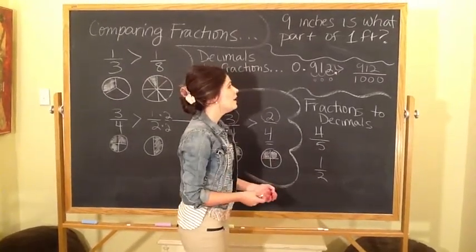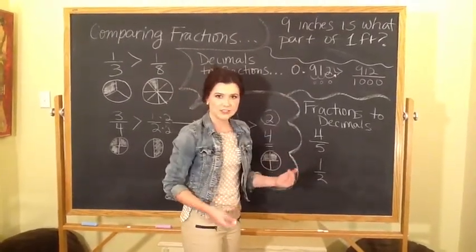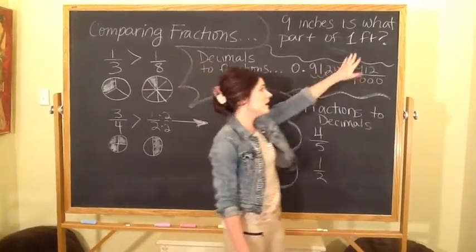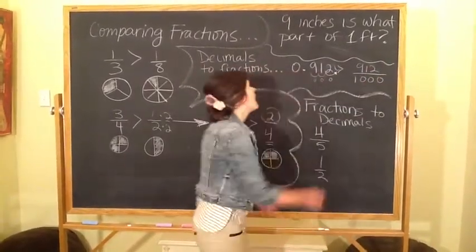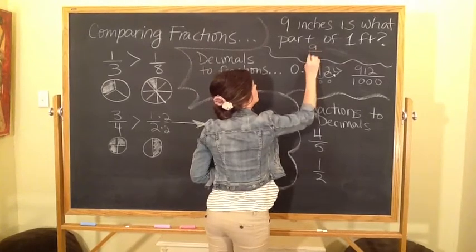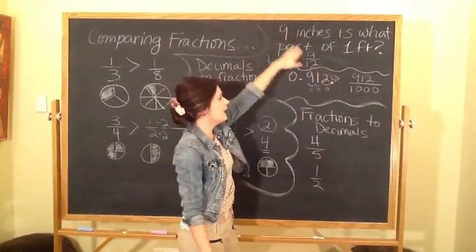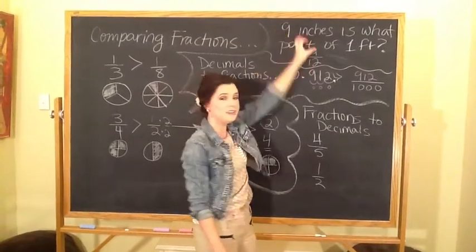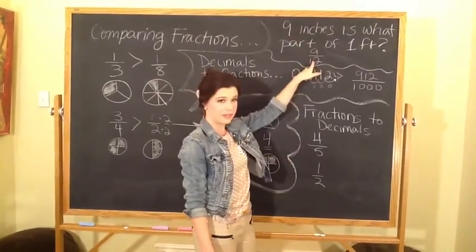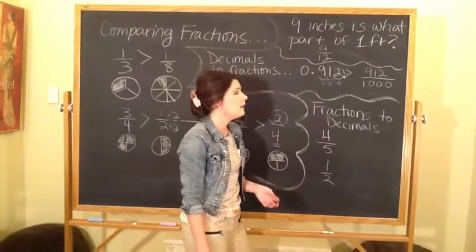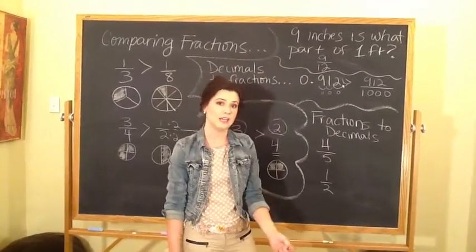So first of all, we need inches over inches. In order to do that, we need to figure out how many inches are in 1 foot, and that is 9 over 12. So we have 12 inches in 1 foot. I put 9 in the numerator because we are talking about 9 out of the 12 inches. Now that we have that written, we have to simplify the fraction.